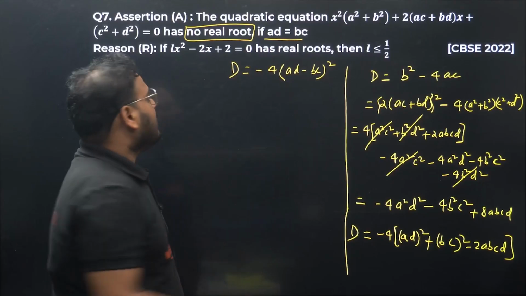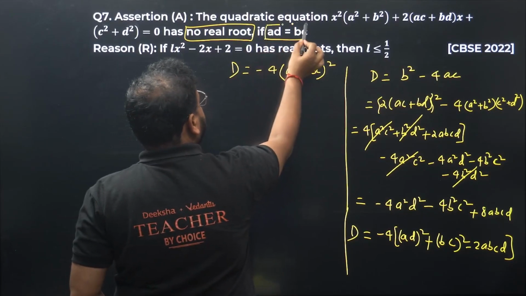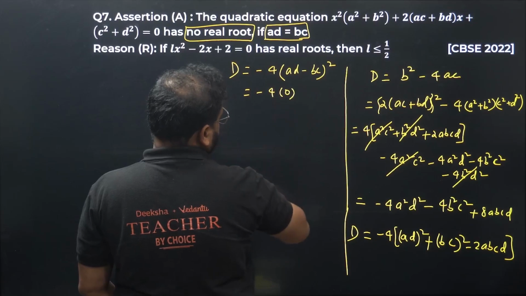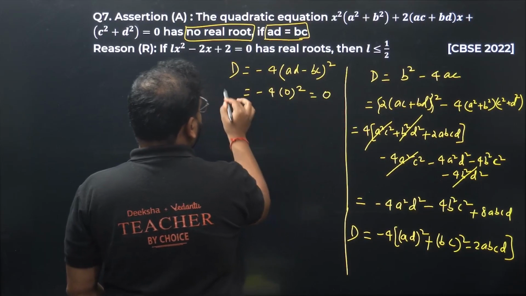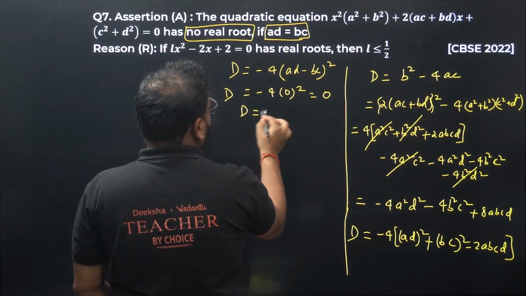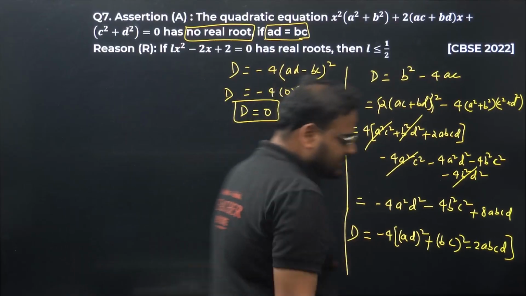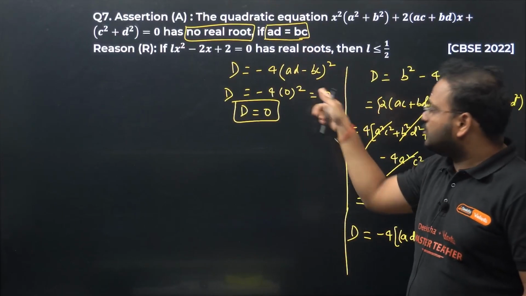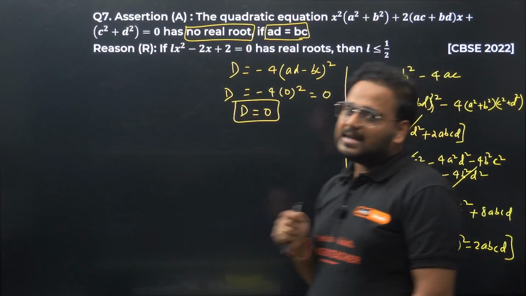What are they saying? If AD equals to BC, it means this will become minus 4 times of 0. The square will become simply 0. So I'm getting D value as 0. I found the D first, okay, and then I use the condition that is given to us, AD equal to BC. When I use that, I'm getting the D value as 0.